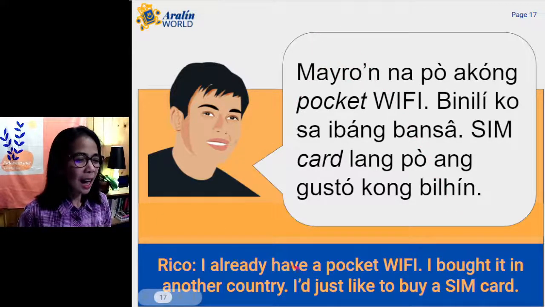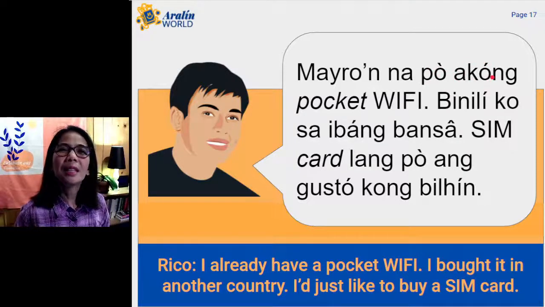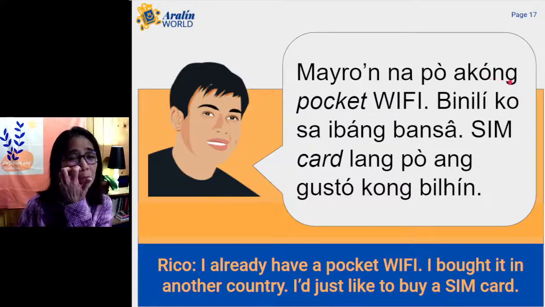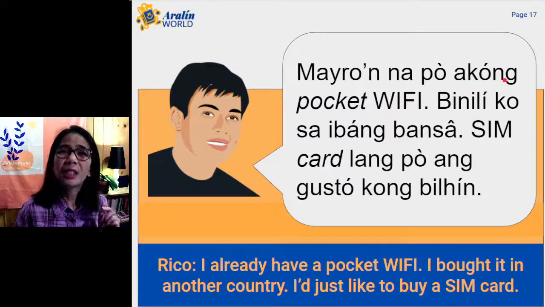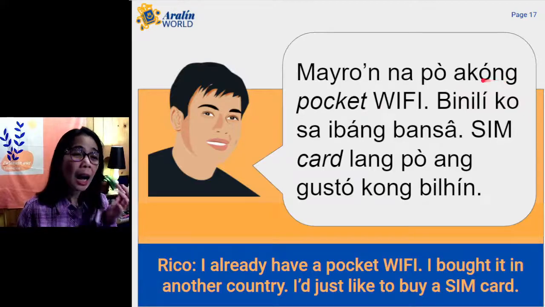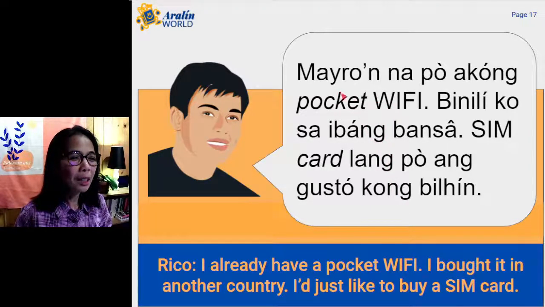Mayroon means I have. But because in Tagalog there is na, mayroon na, it means I already have. And then of course another po here, it means you are being polite. Ako is a pronoun which means I. And then there's a suffix ng because ako is followed by another word. So ng is a kind of linker. So akong means I here. Pocket Wi-Fi, of course, it's easy to understand what a pocket Wi-Fi is.